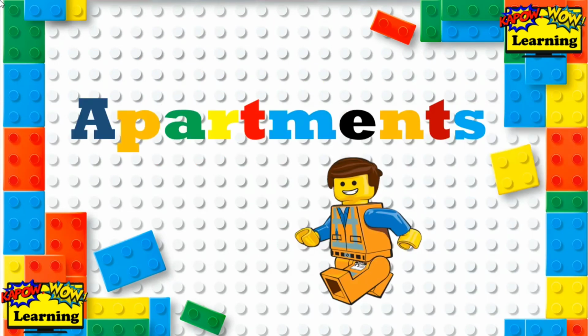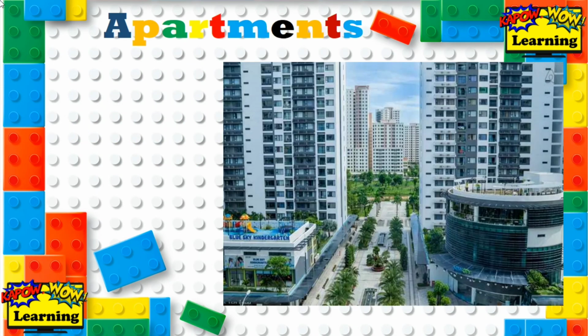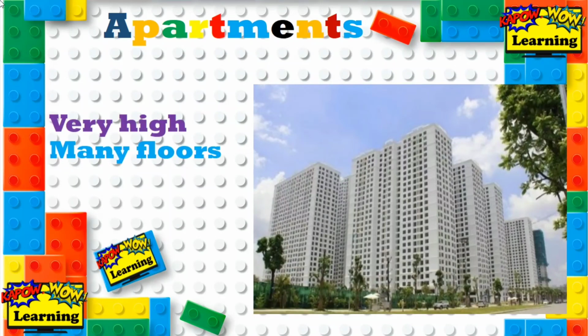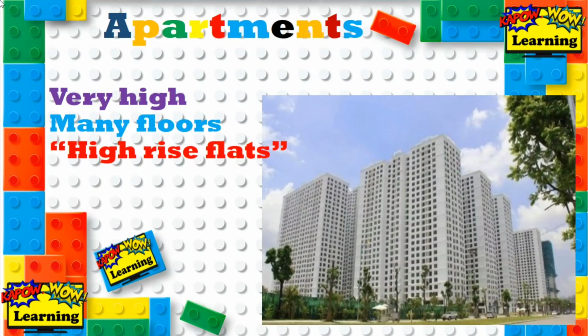Okay, let's have a look at apartments. Okay, you might have heard of these before. So what can you notice about these? These tend to be fairly common and well known. We've also got a picture here. So what can you notice about these apartments? Okay, so apartments are very high, many floors, and they're also known as high-rise flats. Okay, so don't confuse them. Apartments, high-rise flats, same thing. Okay, so there you go. So that's very high, many floors, and also known as high-rise flats, especially as they're very high in that picture.